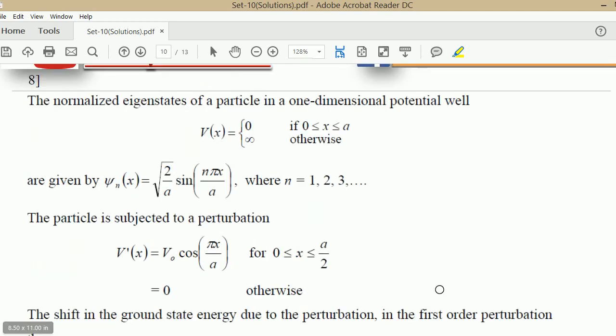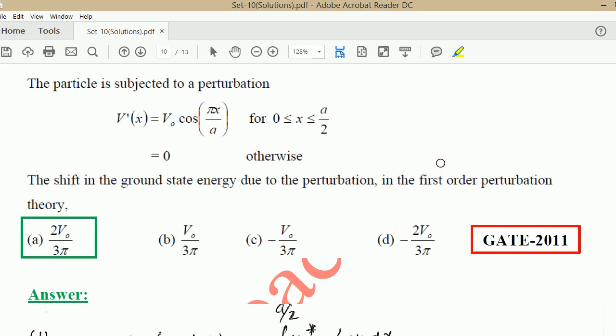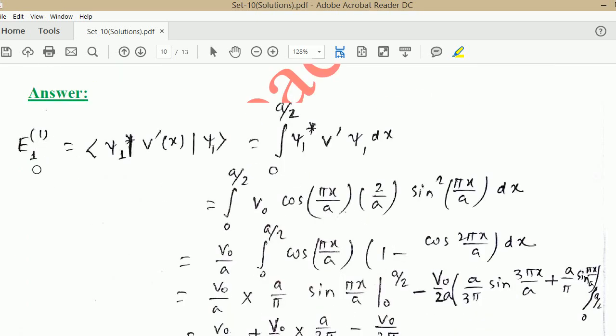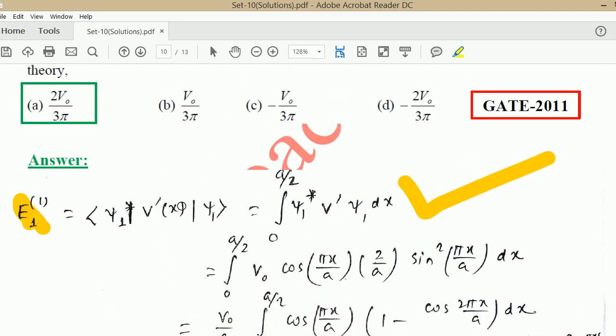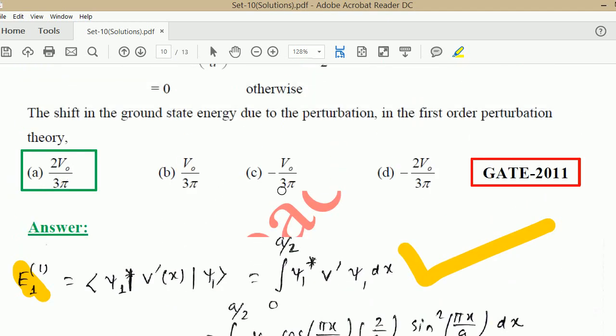This is also a straightforward question. We have already discussed this type of problem. The first order correction in the ground state is psi 1 V prime of x psi 1. With a normal integration, we will get the answer 2/3 V naught by pi. Some clumsy integration is there, and it is matching with option A.